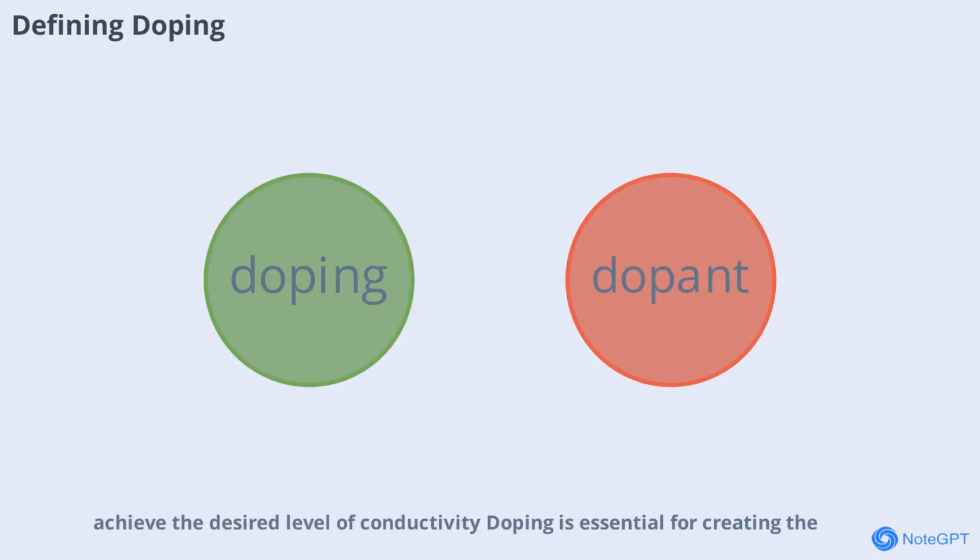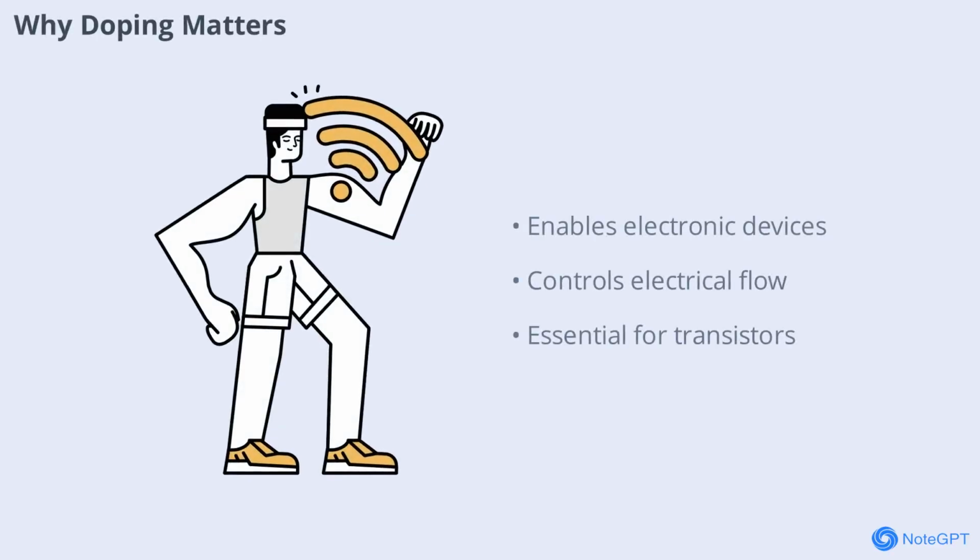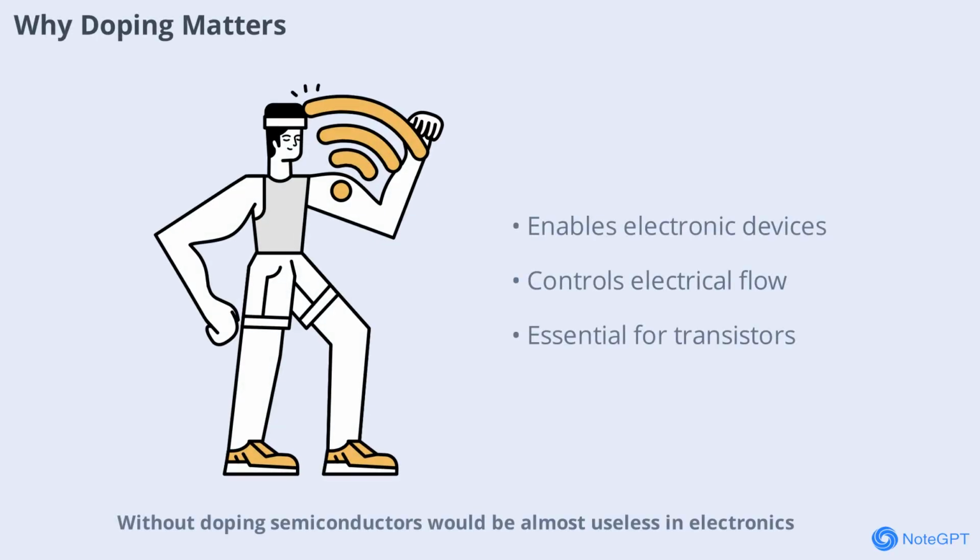Doping is essential for creating the electronic components that power our devices. Without doping, semiconductors would be almost useless in electronics. Doping allows us to control how easily electricity flows through the material. This control is what makes it possible to build transistors, diodes, and integrated circuits. In short, doping is the key to making semiconductors useful for building everything from microchips to solar cells. Let's look at how the process works in more detail.